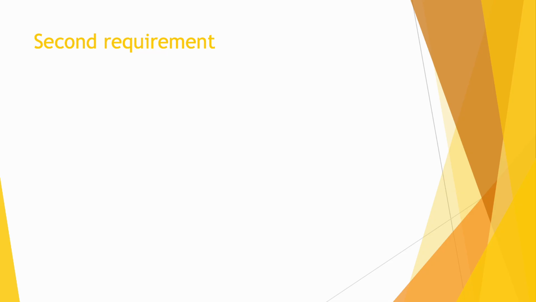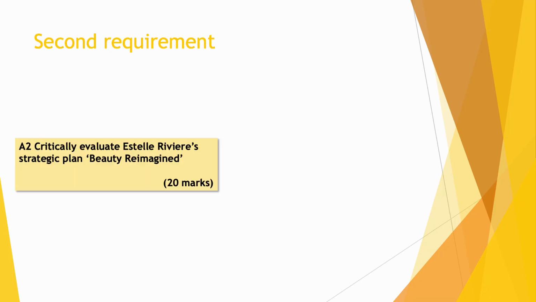Okay, so finally we can move on to our next requirement, the second part of section A. The requirement here was to critically evaluate Estelle Riviere's strategic plan, Beauty Reimagined.